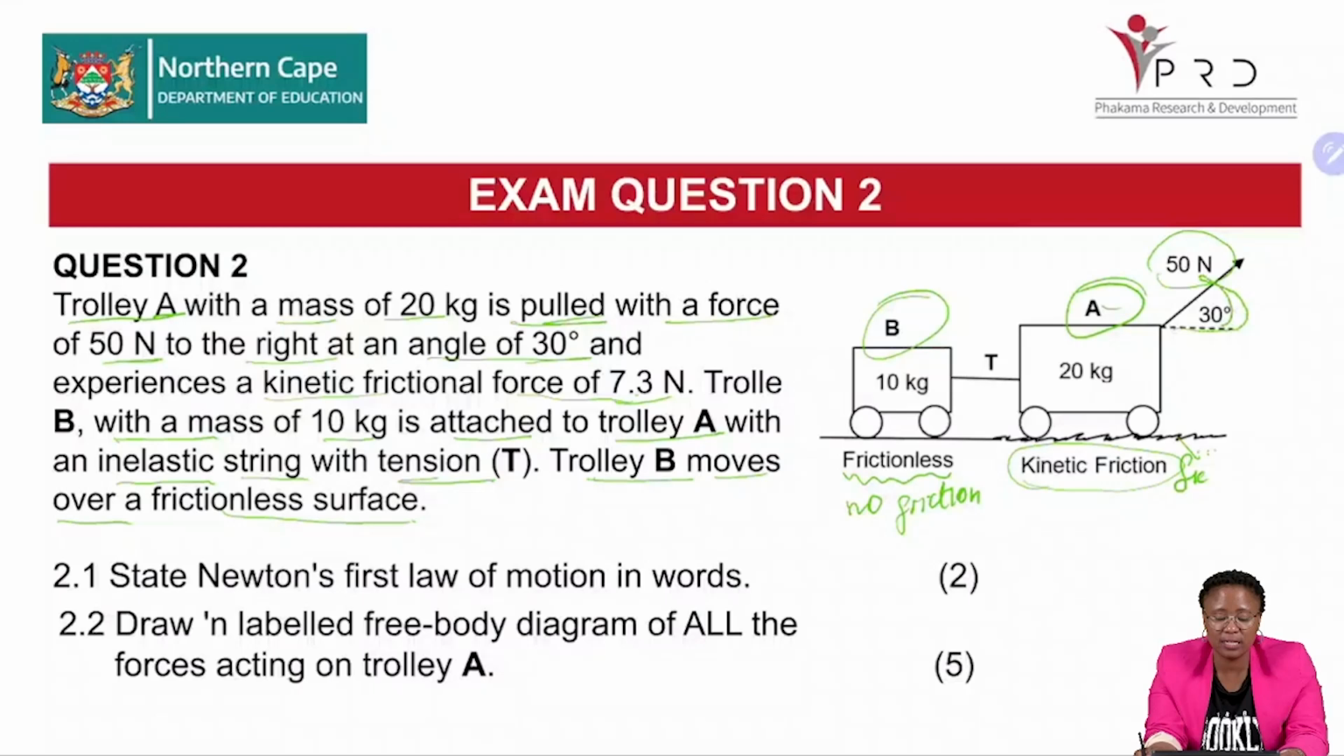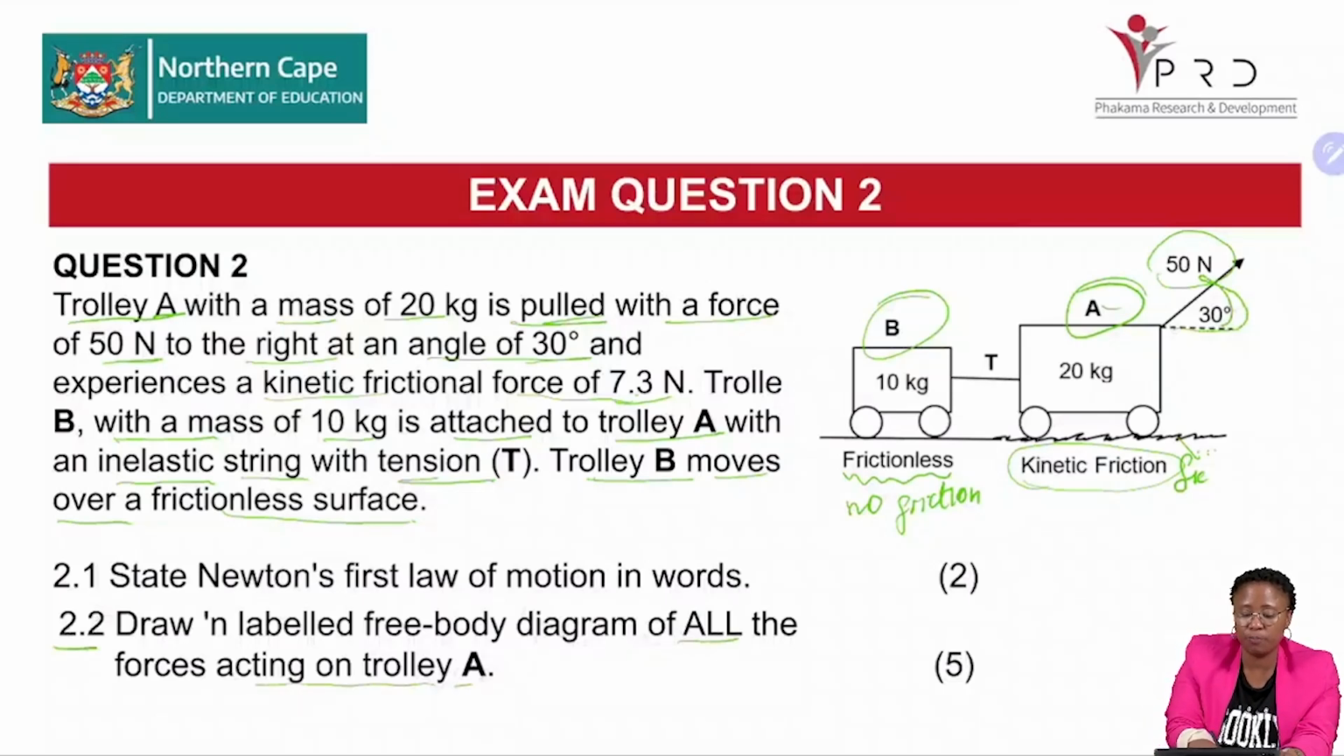Now 2.1 says state Newton's first law of motion in words. I know very well that you know how to state this one. So I'm not going to be stating it with you. I know you know how to do it. 2.2 says to us, draw and label a free body diagram of all the forces acting on block A.